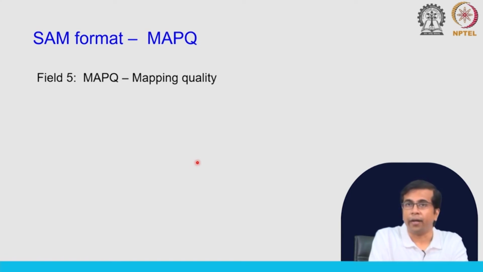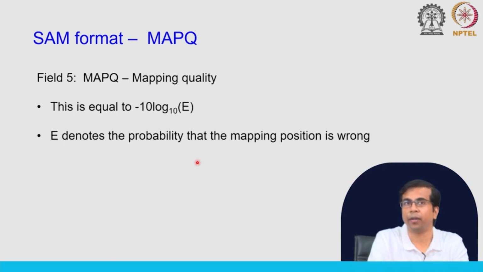So, field 5. We have now got the query name, we have got the flag, which describes some of the properties of the alignment, then we have the reference sequence name, and we have the position information. Then field 5 gives you something called MAPQ, or mapping quality. It is comparable to what we described before for base quality, a very comparable idea. You get a number as the mapping quality value, and this is equal to minus 10 log 10 E.